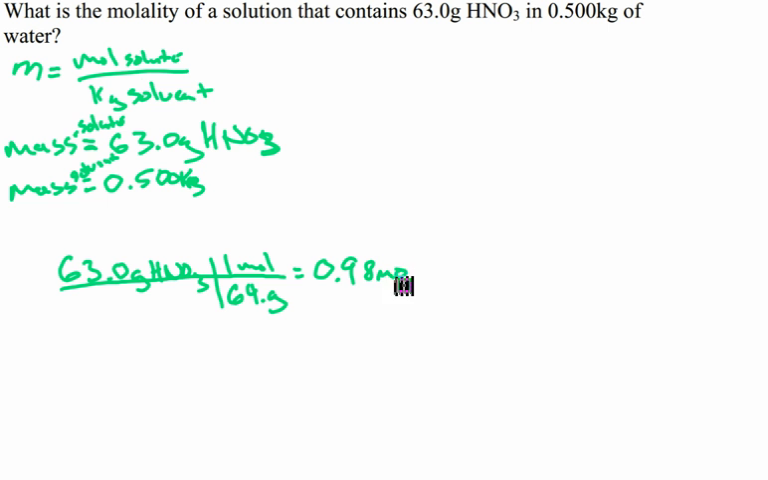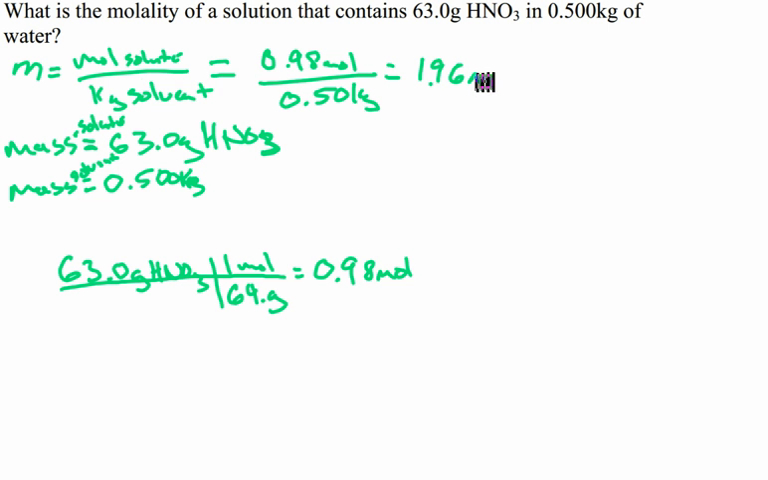Alright, so this is going to give us 0.98 moles, and molality, we said, is moles of solute over kilograms of solvent. So 0.98 moles over 0.50 kilograms. That's going to give us, well, basically we're going to double this, so that's going to give us 1.96 moles per kilogram, or little m, or molal, however you want to say it.